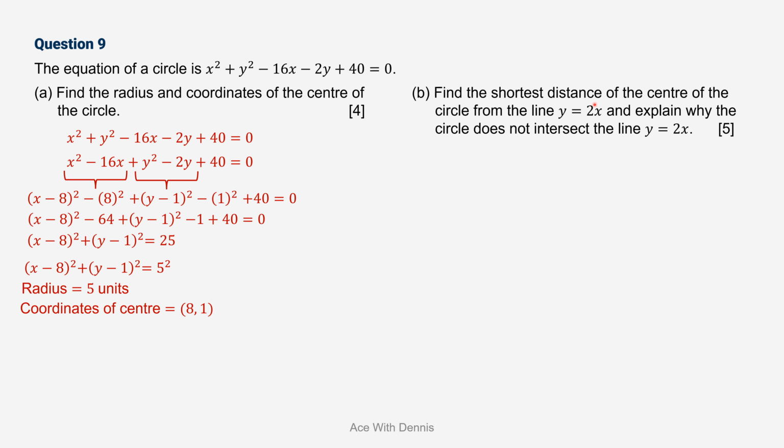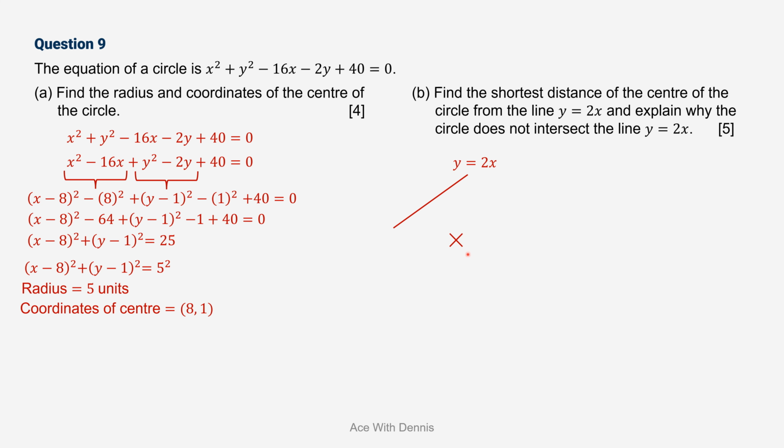B. Find the shortest distance of the center of the circle from the line y equals 2x and explain why the circle does not intersect the line y equals 2x. 5 marks. Alright, to illustrate the case here, let's draw a straight line. Equation is y equals 2x.